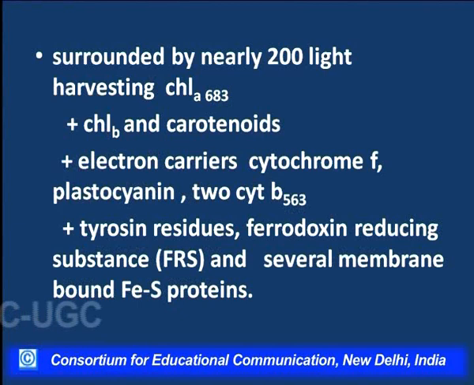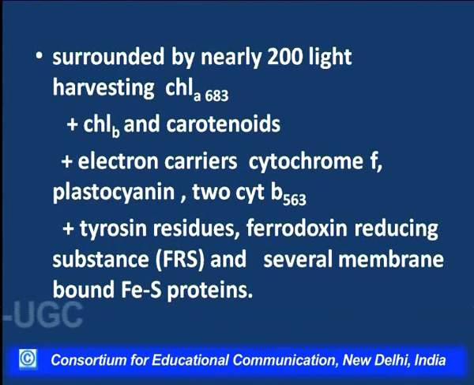So we nickname it as P700. This is surrounded by nearly 200 light harvesting molecules, which are working at greater than 680 nanometers. So they are called chlorophyll A 683. In addition, there are chlorophyll B molecules and the carotenoids, which are going to absorb the light quanta at different wavelengths.